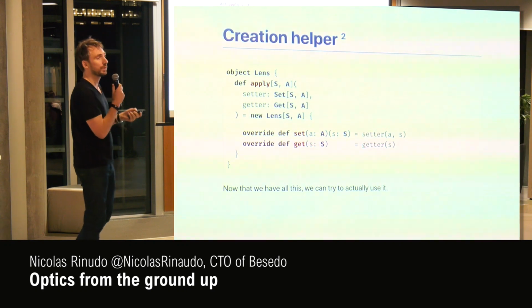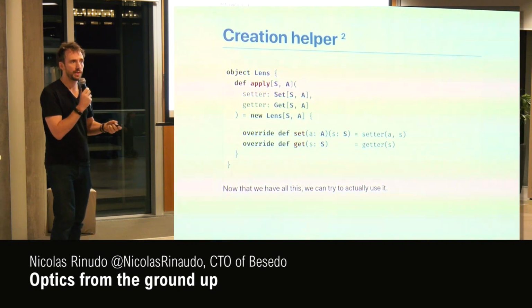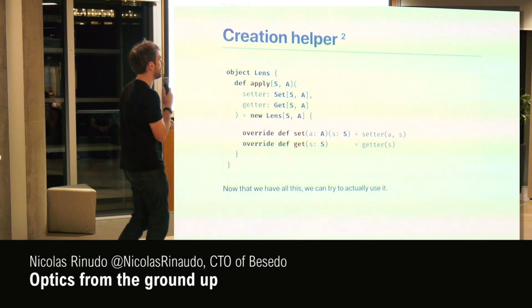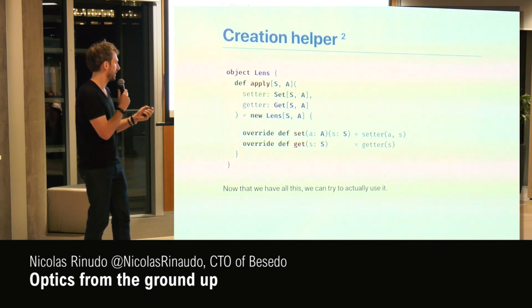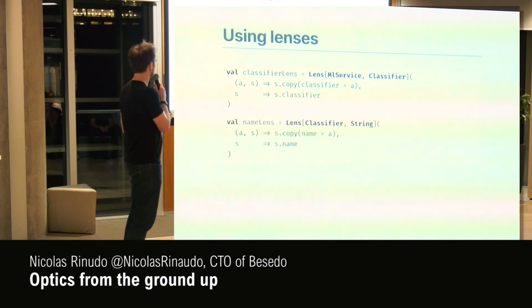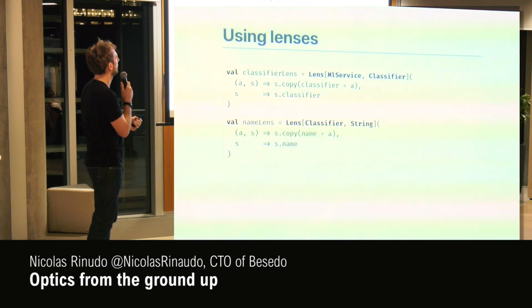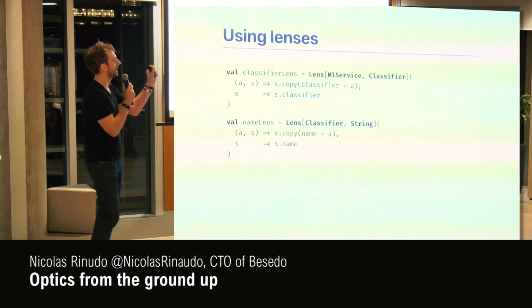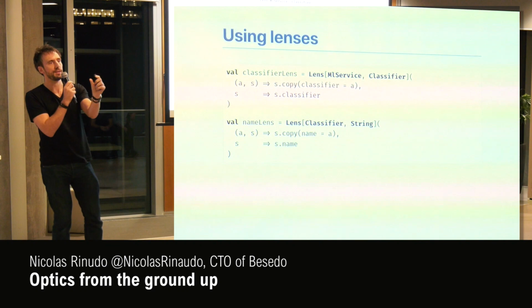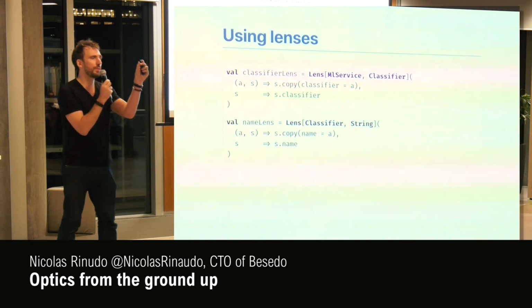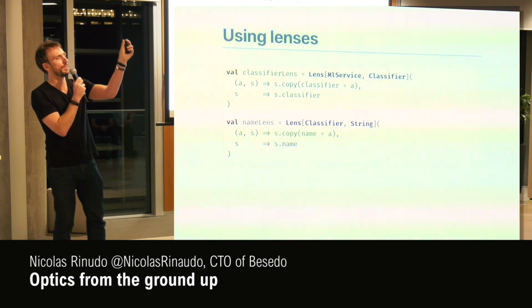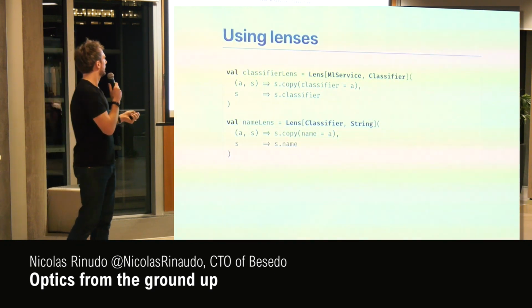And now that we have everything we need, we have the lens, we have ways of creating them, we are going to actually create them and use them to do what we set out to do, which was to modify the classifier name inside of an ML service. So let's create our two lenses. The first one, classifier lens, is a lens that allows us to go from an ML service to a classifier. The implementation is fairly straightforward. It looks very similar to the next one, which is a lens that allows us to go from a classifier to the name of the classifier, which is a string.